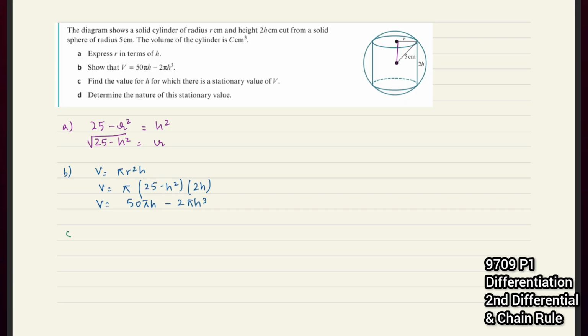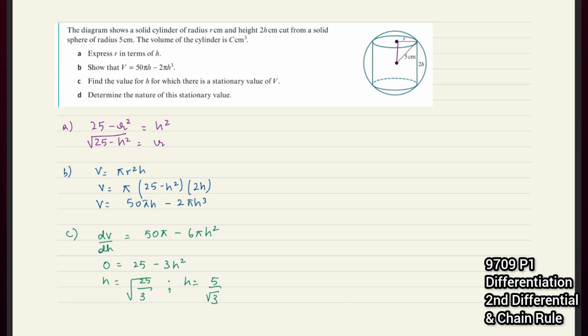Part C. Find the value of h for which there is a stationary value of V. We first differentiate: dV by dh is equal to 50 pi minus 6 pi h square. Since this is a stationary value, we equate it to 0 and divide the entire equation by 2 pi. 25 minus 3h square is 0, so h is equal to root of 25 upon 3, h is equal to 5 upon root 3. Only the positive value, since this is the height.